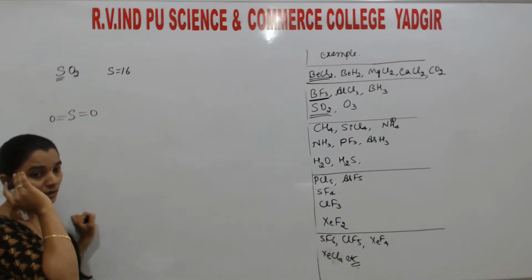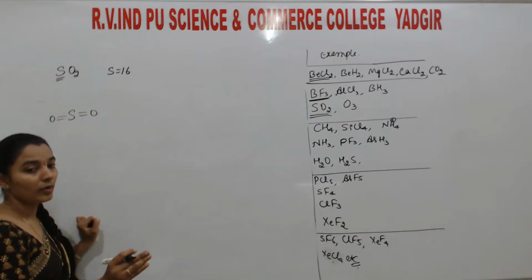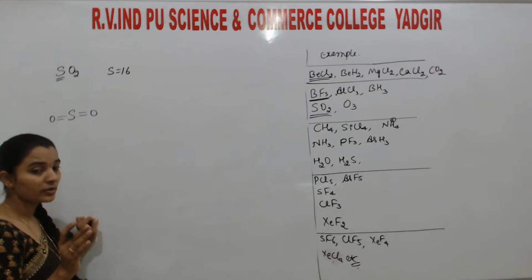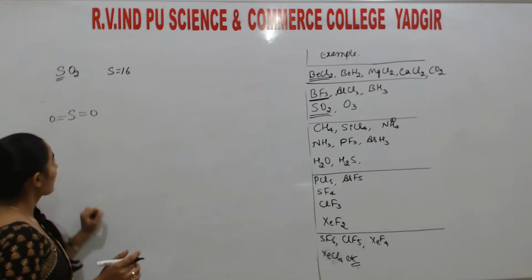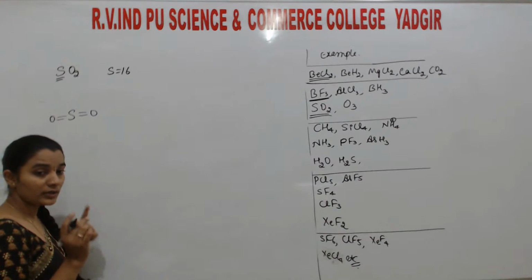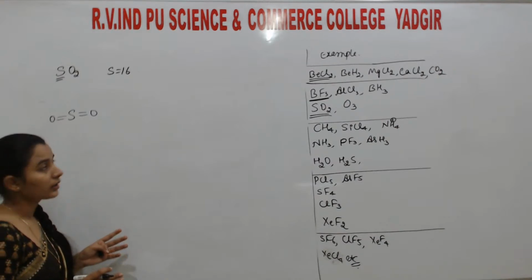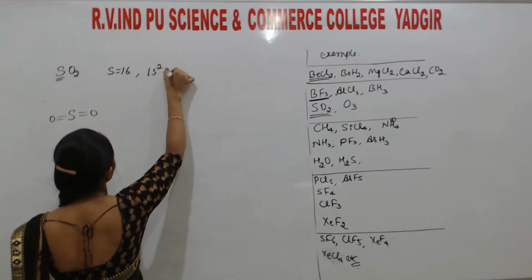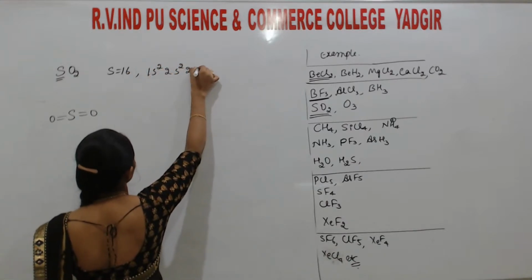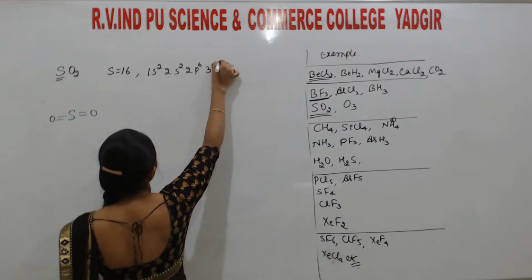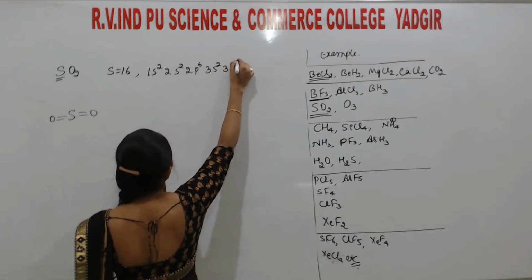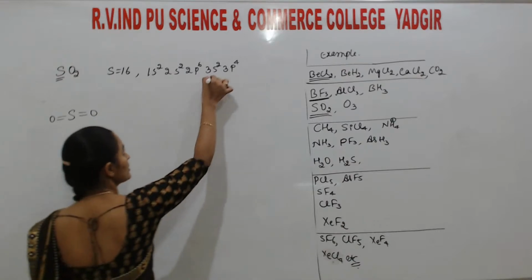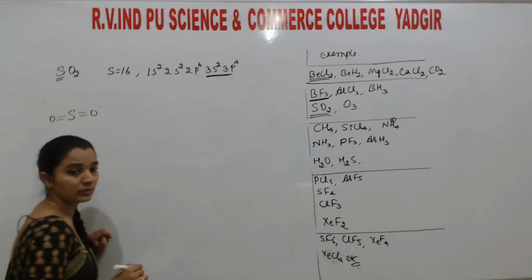You need to remember that wherever oxygen is there, double bond. Wherever hydrogen is there, single bond. Fluorine, single bond. That too also you have to remember. Because your oxygen is there, if you take single bond, you won't get the correct answer. Listen here, atomic number 16, configuration 1s2, 2s2, 2p6, 3s2, 3p4. Okay, so here this is the valence electron.